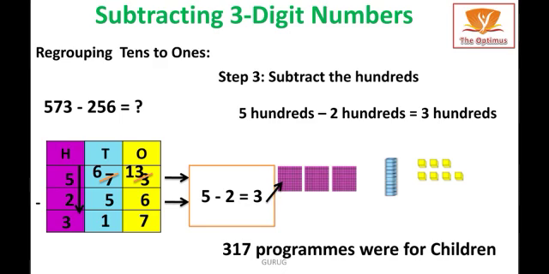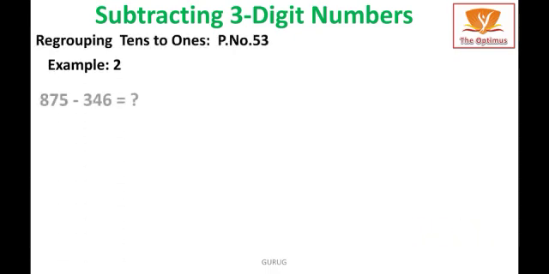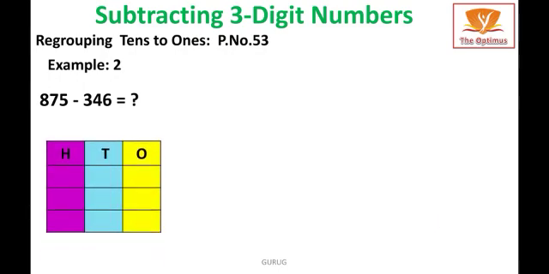One more example for regrouping tens to ones. Page number 53, example number 2. 875 minus 346 equals what? I am going to represent it in the place value chart. 875 minus 346. I am going to solve step by step.